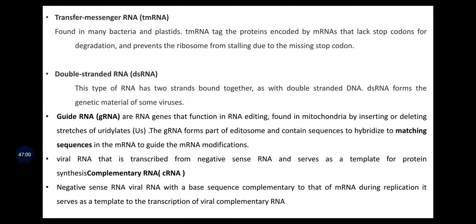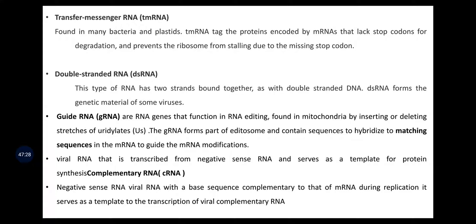Now we shall talk about the other kinds of classification of RNA. The first is transfer messenger RNA, shortly called tmRNA. This is found in many bacteria and plastids. It tags the proteins encoded by mRNA that lacks stop codons for degradation and prevents the ribosome from stalling due to the missing stop codon.